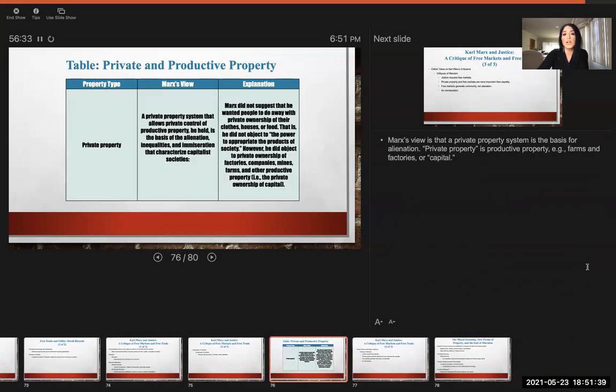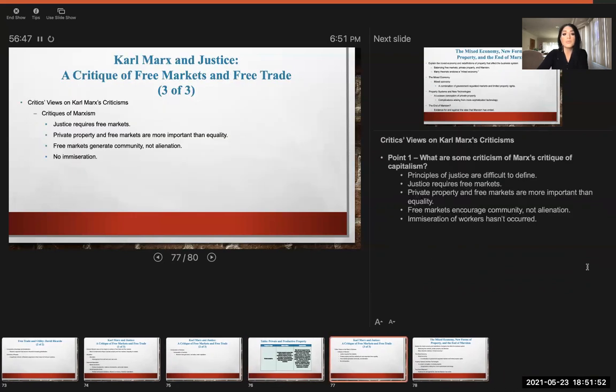Here's private and productive property. We look at property type, Marx's view, and explanation. Marx's view is that a private property system is the basis of alienation. Private property is productive property, for instance, farms and factories or capital.